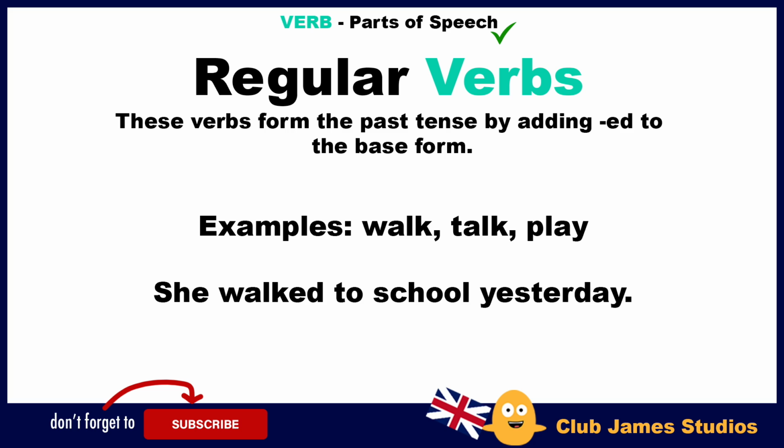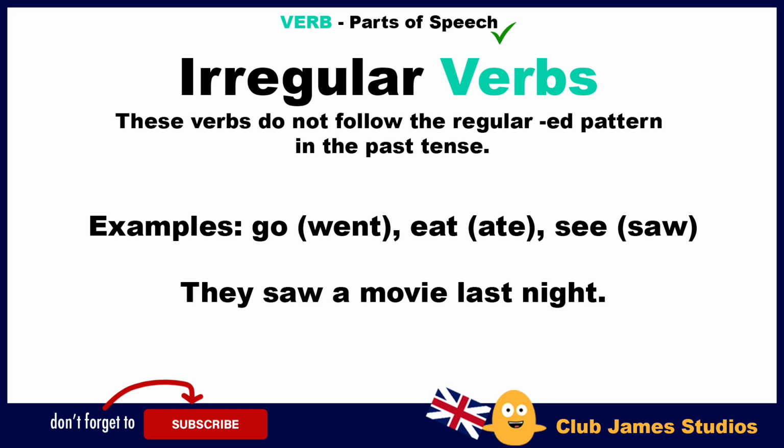Regular verbs. These verbs form the past tense by adding -ed to the base form. Examples: walk, talk, play. She walked to school yesterday. Irregular verbs. These verbs do not follow the regular -ed pattern in the past tense. Examples: go, went, eat, ate, see, saw. They saw a movie last night.